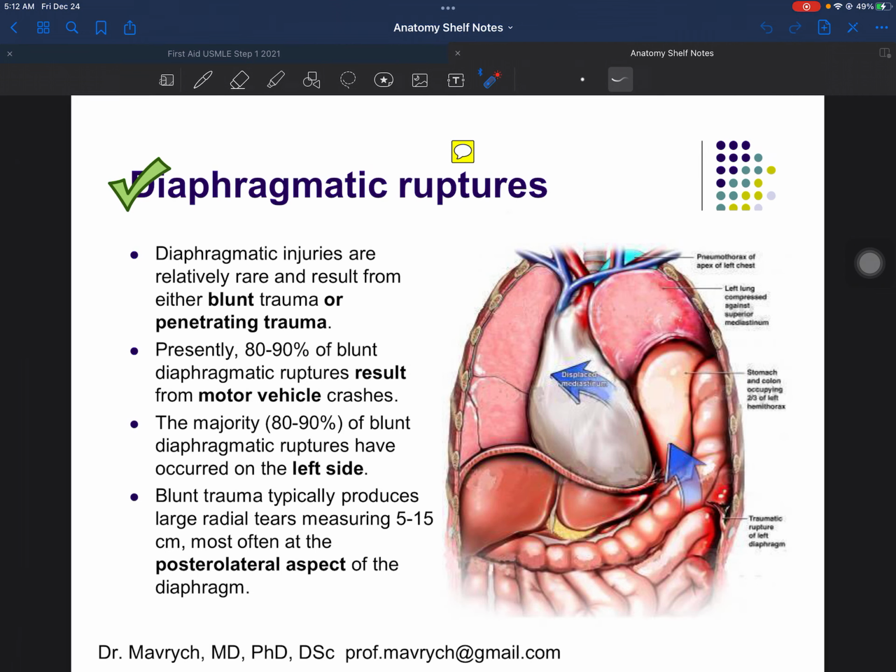So again, that is a rupture. Most of the time it is because of blunt traumas, or it can be because of penetrating traumas. Blunt traumas account for 80 to 90%, and most of them will happen on the left side. And on the left side, most of the time it is on the posterolateral aspect.